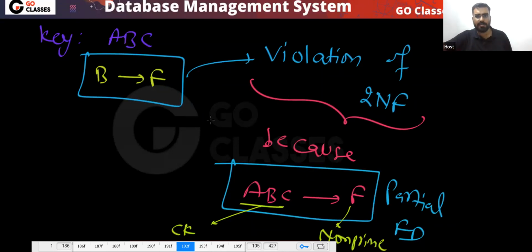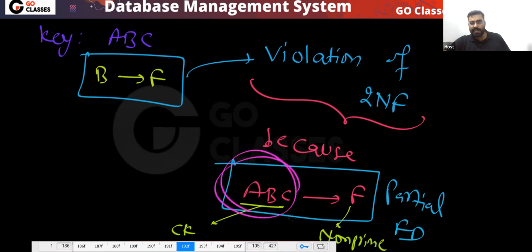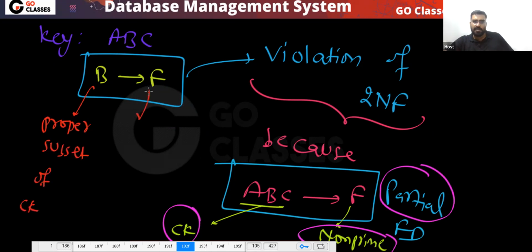Is this clear? Tell me, everyone. So remember, this is a violation of 2NF because the candidate key can partially determine a non-prime attribute. That is the reason this is a violation. This is the proper subset of the candidate key, and this is a non-prime attribute.